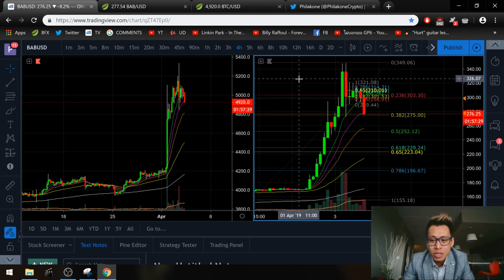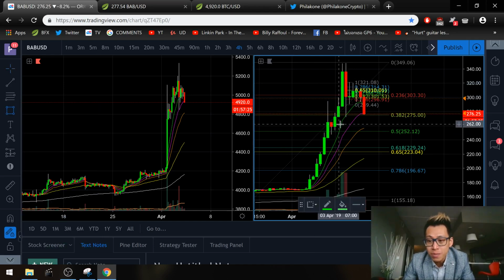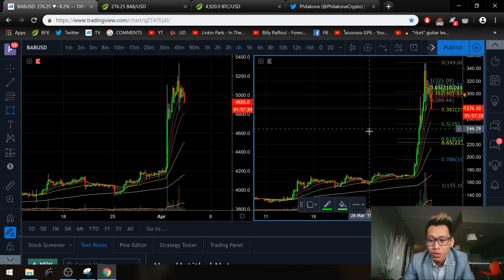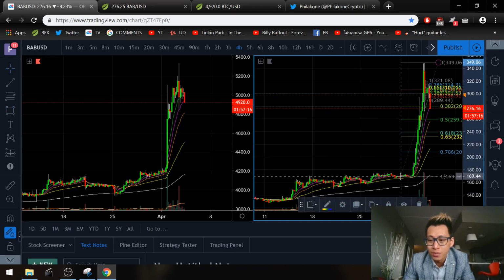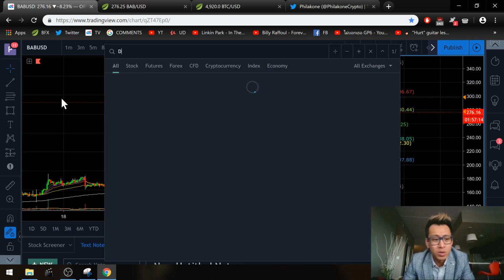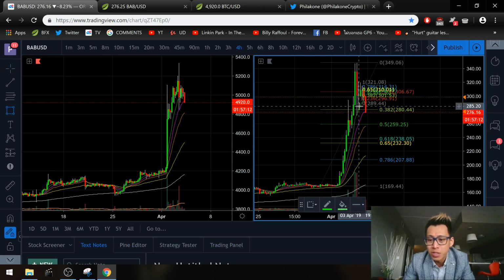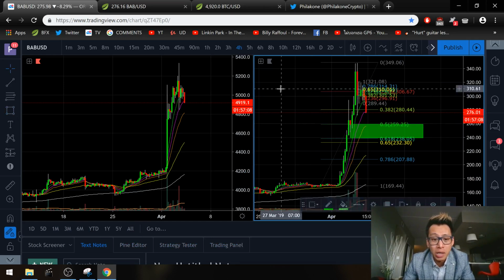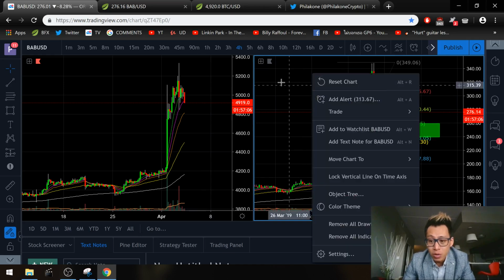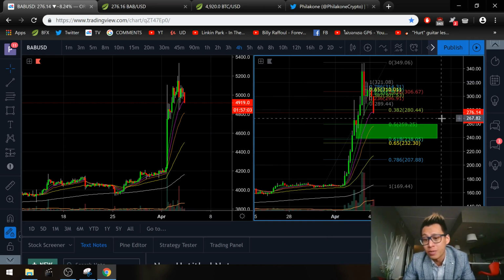So I'm going to be longing BAB anywhere between 260 and 240, around those ranges. That's my goal. I'm going to do it actually right here. I moved it down by accident. There you go, right around there. It's downtrending pretty hard right now, so 260 to 240, that's where I want to buy. And the reason for that is because it's just hitting a very prominent level.